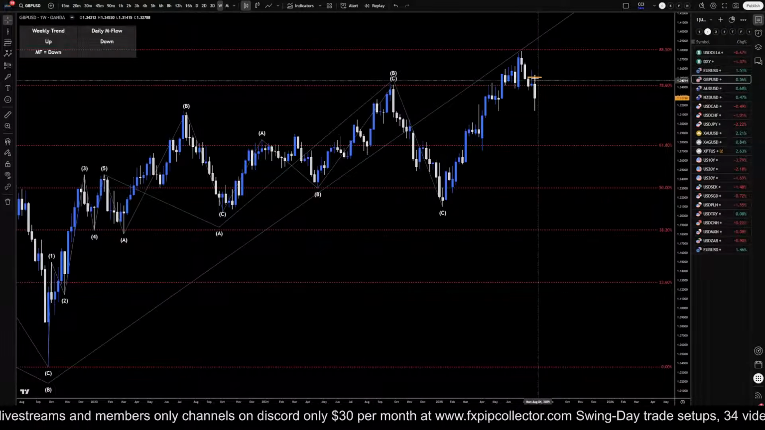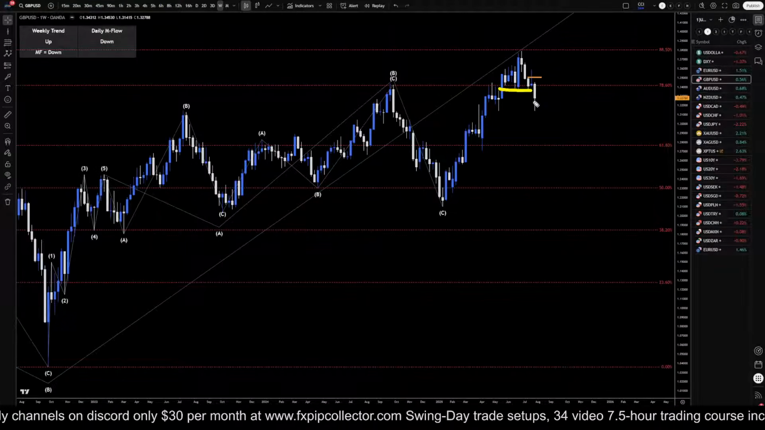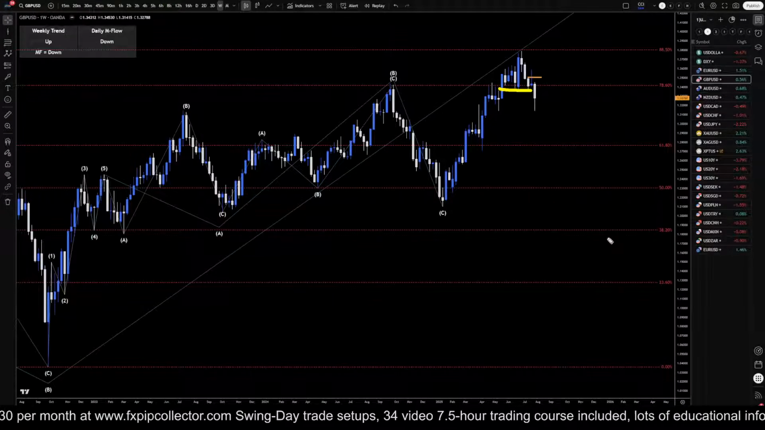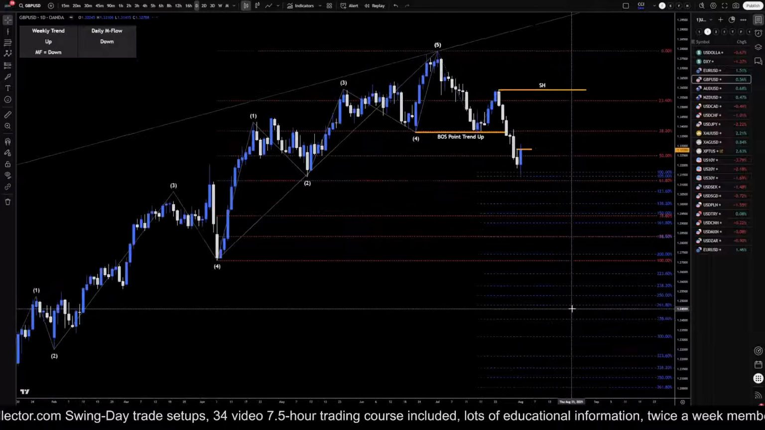On the weekly time frame, we definitely do have a break of structure. We definitely got engulfing down on the monthly. That tells me there's a pretty good chance that this is going to go down in a much bigger way than it already has. Going down to the daily time frame.